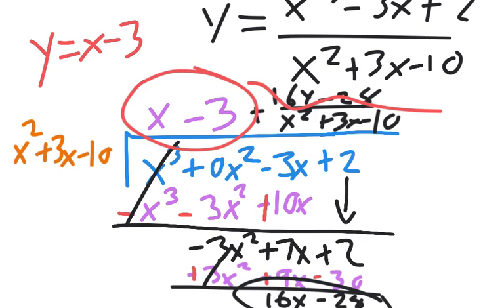So in my graphing calculator, I've got x cubed minus 3x plus 2 over x squared plus 3x minus 10. And now I'm going to also enter my oblique asymptote, which is y equals x minus 3. Now then, I'm going to click zoom, zoom standard. So we're all looking at the same thing.